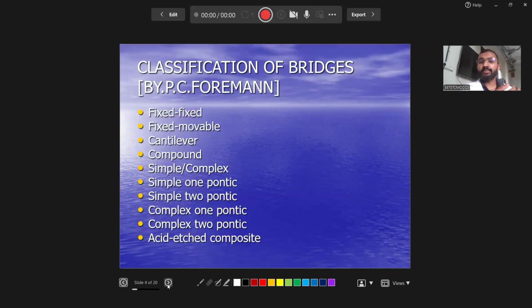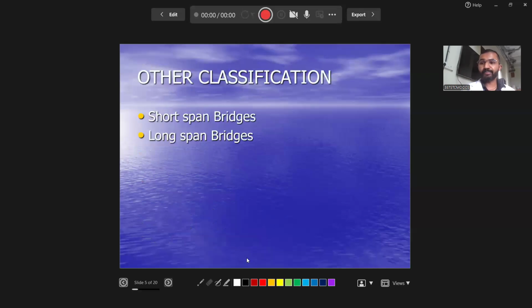The second type of classification is by PC Foreman. The first is the fixed type, and the second type is the fixed mobile type. The third one is the cantilever type, and the fourth one is called the compound type. Another one is called the simple complex type: simple 1 pontic, simple 2 pontic, complex 1 pontic, and complex 2 pontic. And the last one is called the acid etched composite.